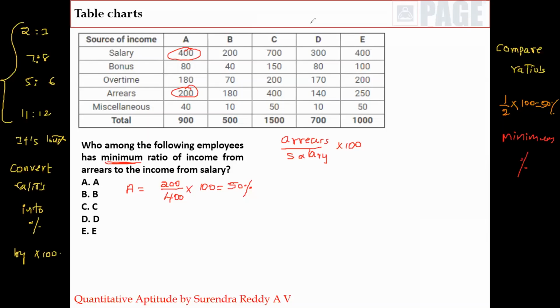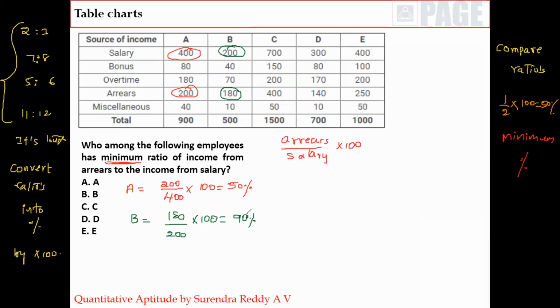So how much did you get for person B? 90%. So for person B, arrears are 180 and salary is 200, right? So we'll do 180 by 200 into 100, which is 90%.